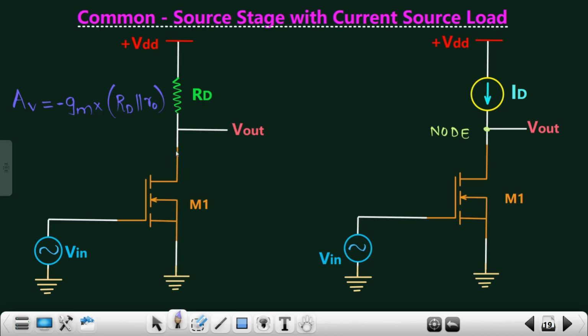But there is some drawback for this particular circuit, and what it can be, just pause this video and try to think.